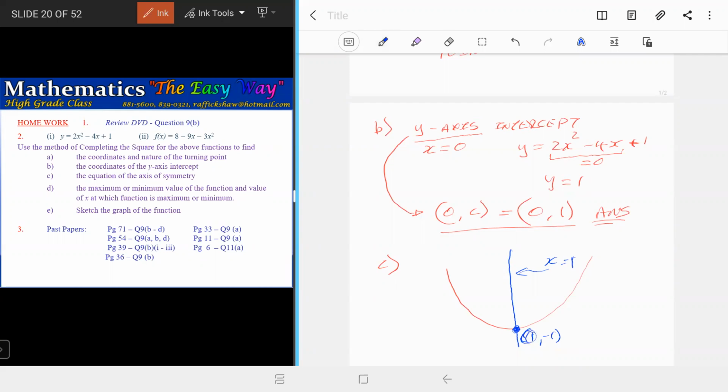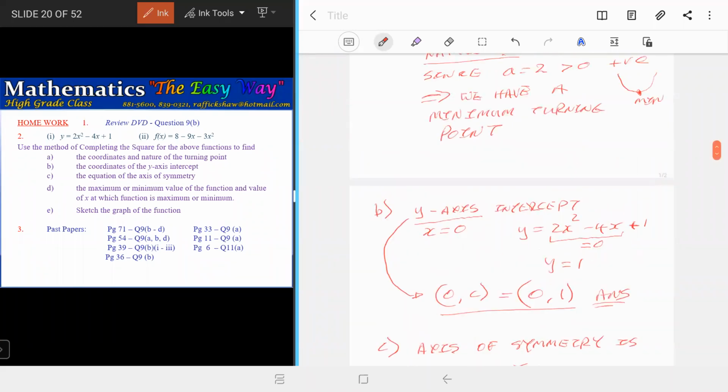Right? I'll explain it more later. We're just going to write it down. So the axis of symmetry in part C is x equals whatever the x_T value is, that is, x equals 1.